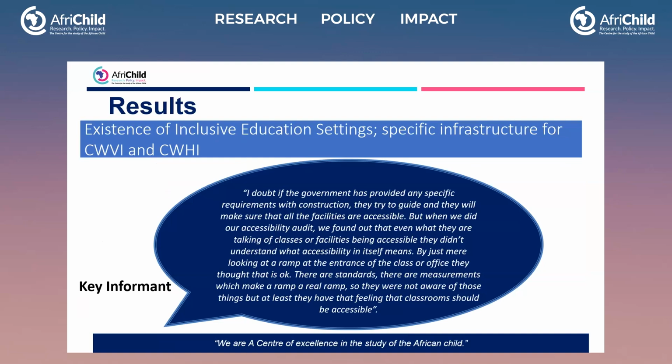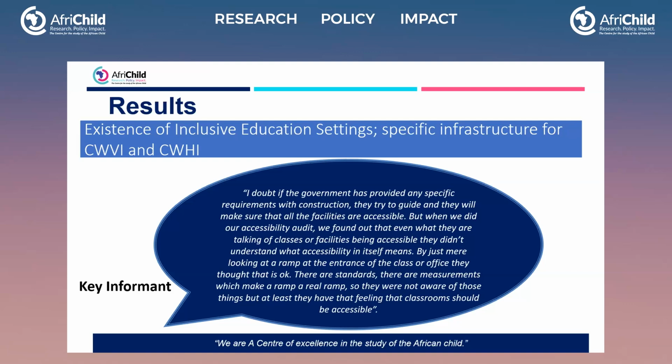I doubt if the government has provided any specific requirements with construction. They try to guide and they'll make sure that all the facilities are accessible. But when we did the accessibility audit, we found out that even what they are talking of, classes or facilities being accessible, they didn't understand what accessibility in itself means. By just mere looking at a ramp at the entrance of a class or office, they thought that is okay. There are standards, there are measurements which make a ramp a real ramp.